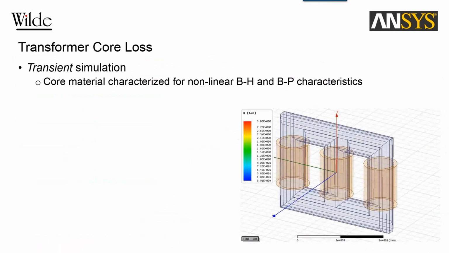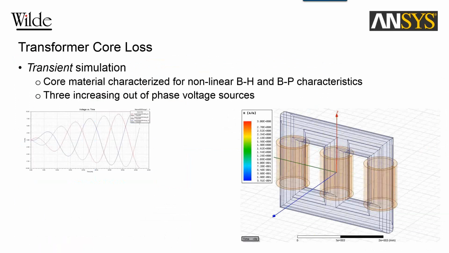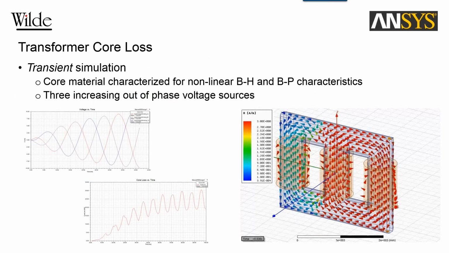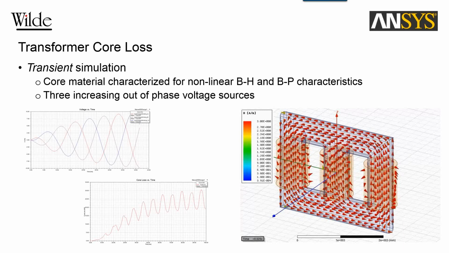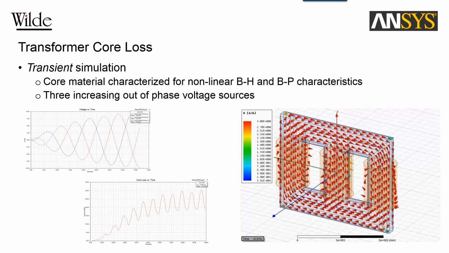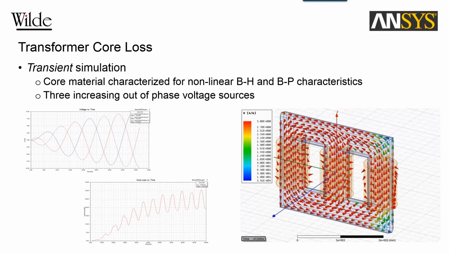Okay, looking at some transient simulation characteristics now, we've got a simple example of core material characterized for nonlinear BH and BP characteristics. I've got an increasing voltage, three voltages applied to those coils, and they're out of phase. When we look at the core loss, it's also increasing, and then it levels off. Looking at the vector plot, what you're seeing is the magnetic field, which moves from the left to the right of the system. That's because the magnetic field is following the out of phase voltage versus time graphs that you see on the top left corner. So it's a full transient analysis that's taking into account time varying effects within the system.